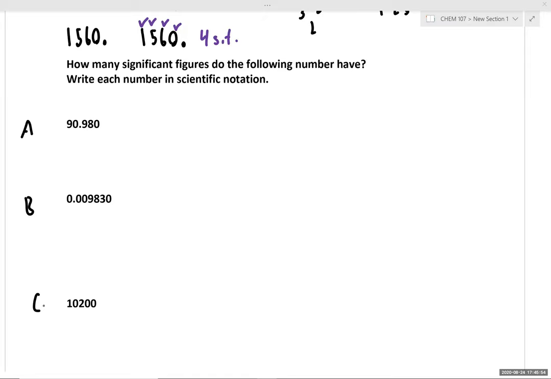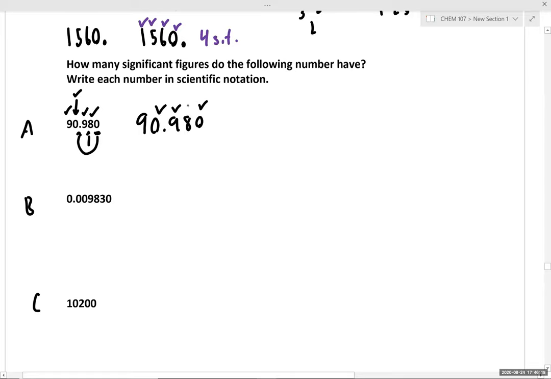So let's now get started with the first example. So 90.980, so we have a sandwich zero that's between non-zero digits, so that's significant. All of our non-zero digits are significant. And this last zero is after a non-zero digit and it's after a decimal point. So 90.980 has a total of 5 significant figures. So if we move our decimal point 1 space to the right, we get 9.0980 times 10 to the first.